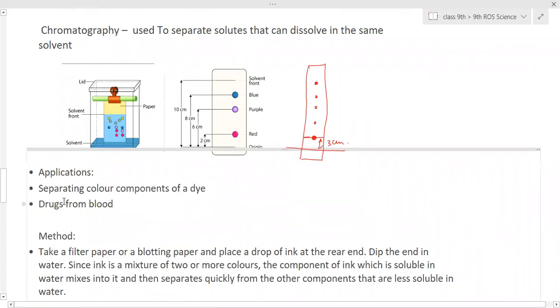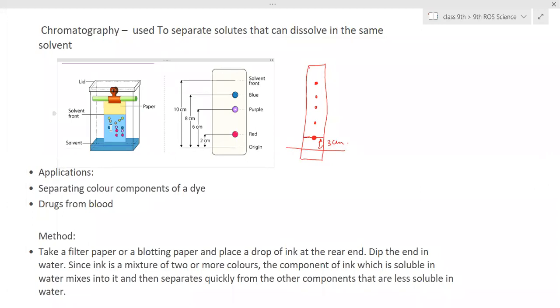Even different drugs in the blood. If there are any medicines present in the blood, that can be tested with the help of chromatography. Even the different colored components present in the flower are also tested with the help of chromatography. So the color of the flower is not a single color component. It also consists of many color components. Even the green color of a leaf is not a single color component. It also has different colors. So how many colors it is made up of, how many chromoplasts are present in the leaves, that can be tested by chromatography.